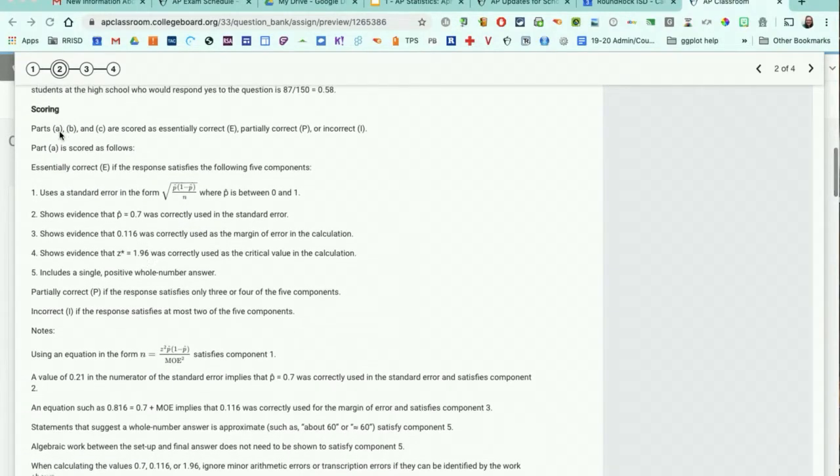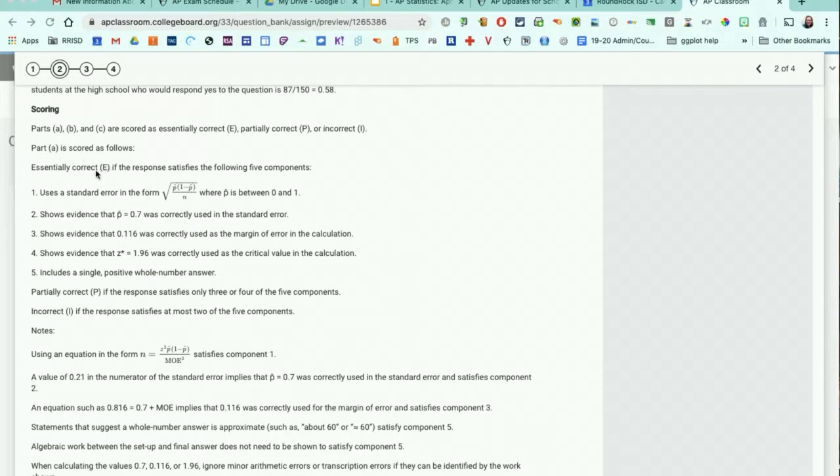So in this question, parts A, B, and C are scored as essentially correct, partially correct, or incorrect. Each part, each section will be given an E for essentially correct, a P for partially correct, or an I for incorrect. And that collection of E's, P's, and I's on that particular question will work together to give you a score from 0 to 4, which we'll get to.